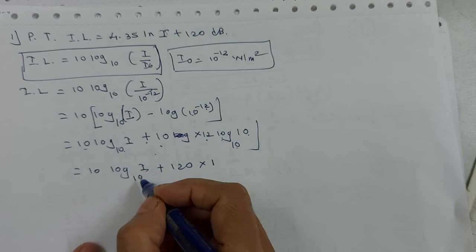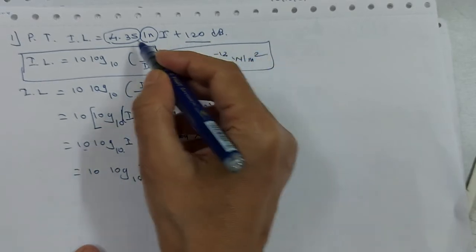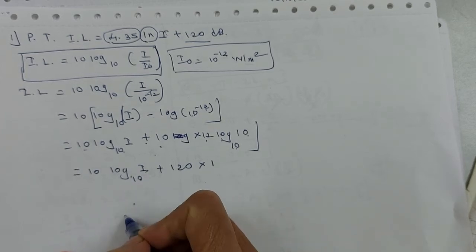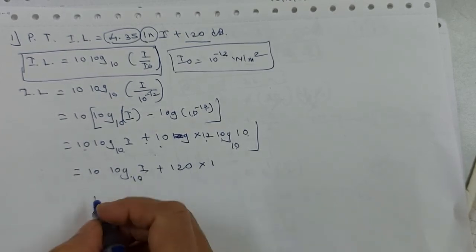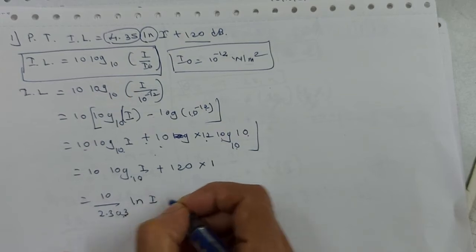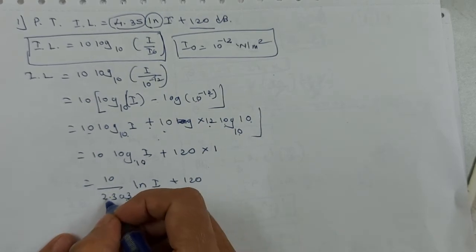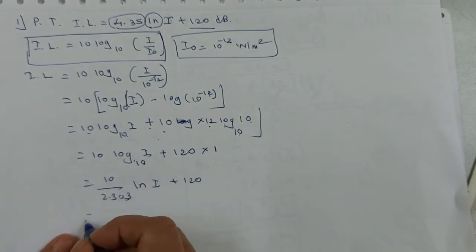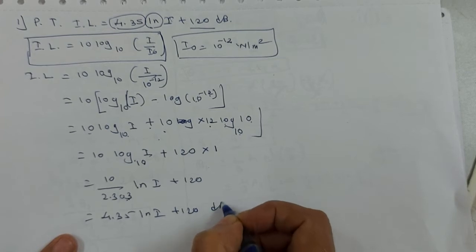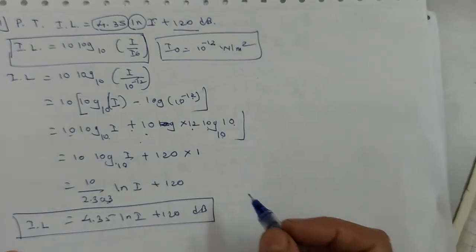Now here I have not got this factor 4.35, and here I have ln. So obviously this answer I got, but this I have not got yet. So what I have to do? I have to convert log into ln. To do that, we have to multiply and divide by 2.303. So what will I say? Divide by 2.303. I will write ln I plus 120 dB. If you divide 10 by 2.303, you get around 4.35. So 4.35 ln I plus 120 dB is the answer for intensity level. This is the way we will be solving the problem.